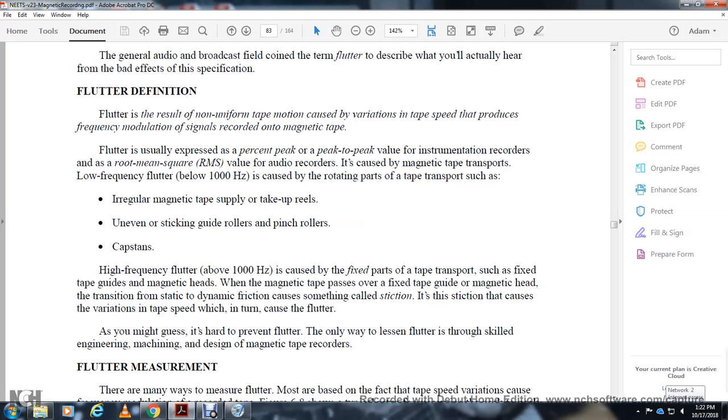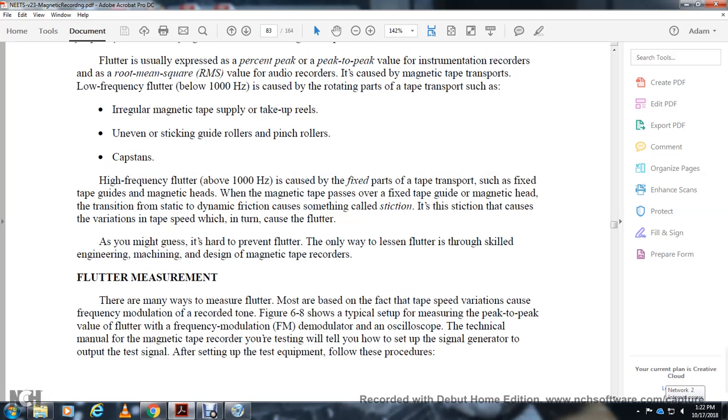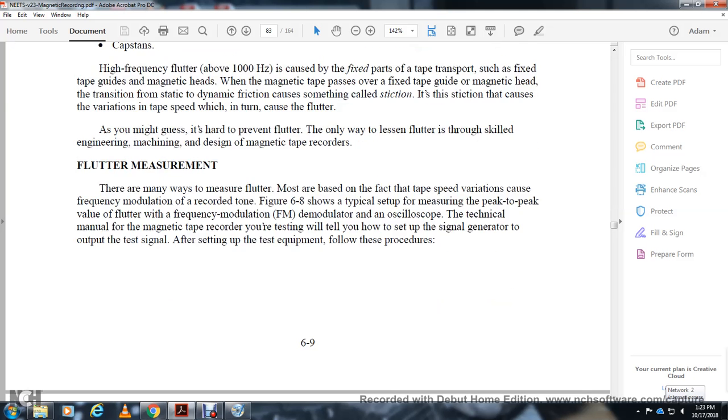The way to prevent flutter is through skilled engineering and machine design. Flutter measurement of the tape variation is a modulation on the record. Figure 6.8 shows a typical measurement of peak flutter using frequency modulation and demodulation, with test equipment to generate the signal and follow these procedures.